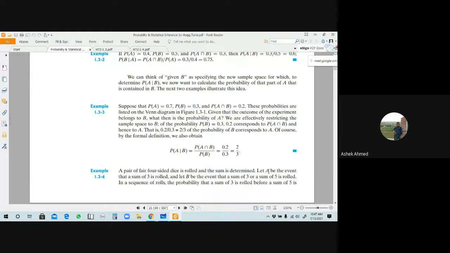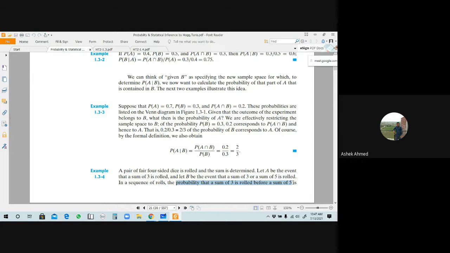From here it has been given that A is an event, that the sum of 3 is rolled. When the sum of the two components is 3, that is event A. And B is the event that a sum of 3 or a sum of 5 is rolled. If there is 3 or 5, then that will be called event B. Okay, from here we have to find the probability that a sum of 3 is rolled before the sum of 5. What do you mean by this?